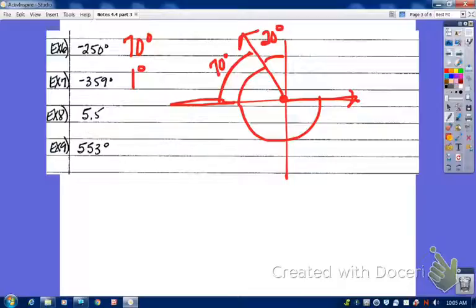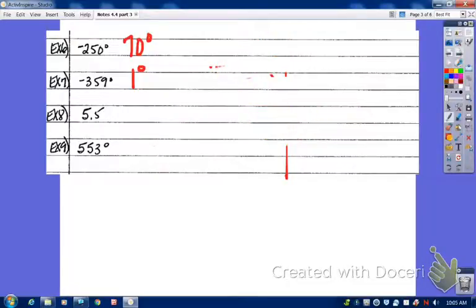Okay? All right. Number 8 is 5.5. There's no degree symbol on that, so that means 5.5 radians. Now this one is weird. So listen to me. This one is weird, so you could do a couple different things. You could turn 5.5 radians into degrees. Does that appeal to anybody? Y'all want to turn 5.5 radians into degrees?